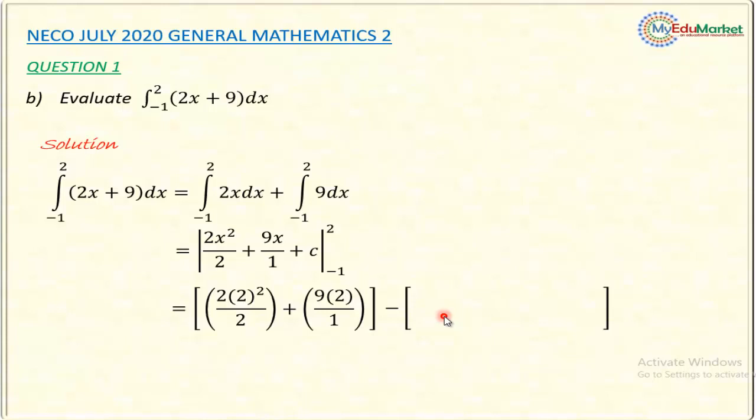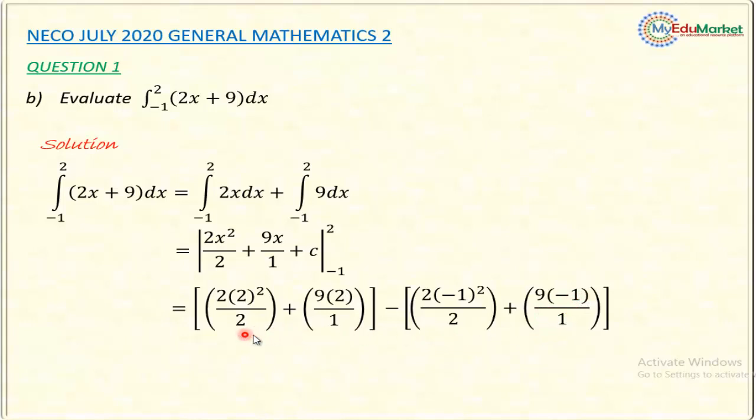Then I will move on and substitute the lower limit. The lower limit is -1 here, so it is going to replace the x in this expression. So I'm going to have 2 multiplied by -1 raised to the power of 2, that is 2x squared all over 2, then plus 9x over 1, and x is now replaced by -1. So I have 9 times -1 all over 1.